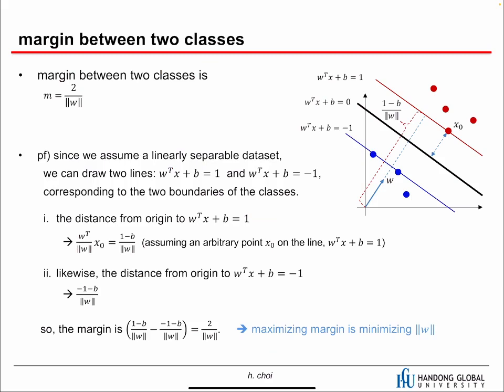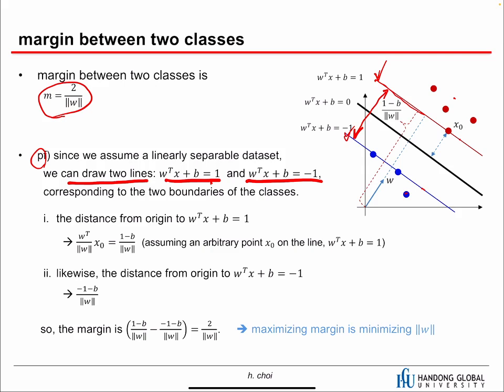Now, let's calculate the margin between two classes. Okay, so we have one line and another line. So now the margin between the two classes is this one. And that margin is 2 over the norm of W. That's the margin. And then let's prove it. Since we assume a linearly separable data set, we can draw two lines like this. So this one corresponds to this one, and this one corresponds to this one. So this one is the closest line touching any point in this class. And this line is the furthest line from the origin while touching some point in this class.